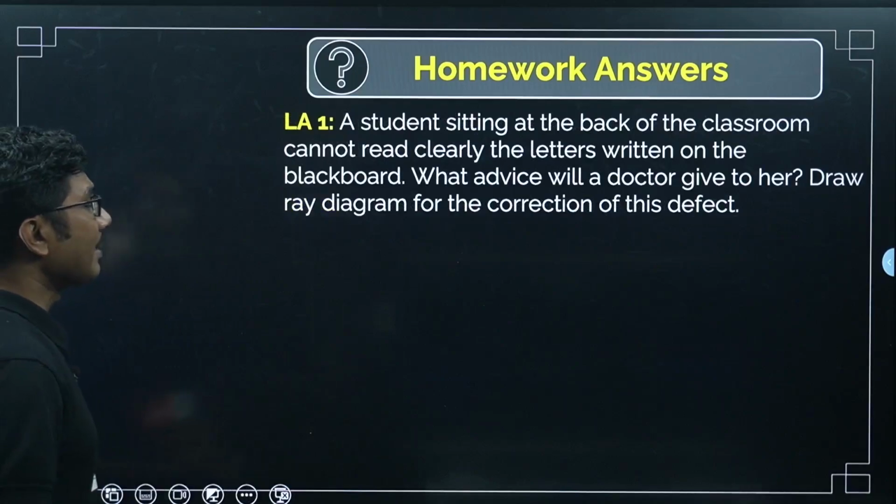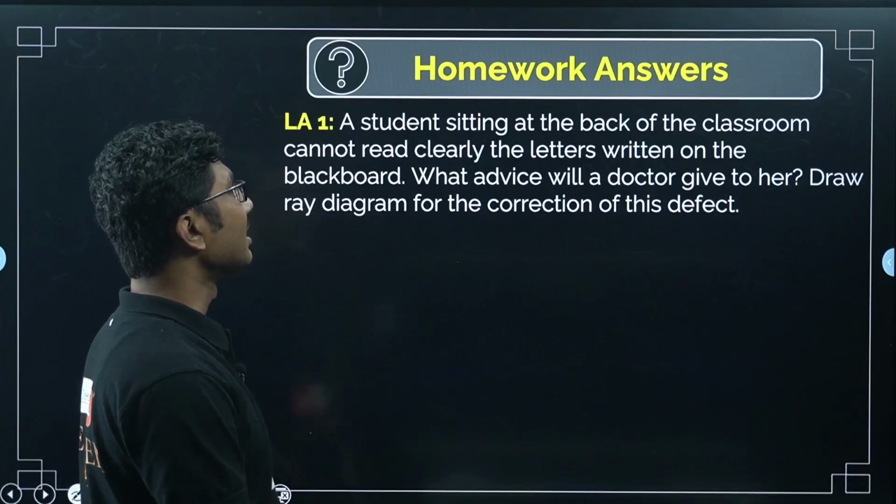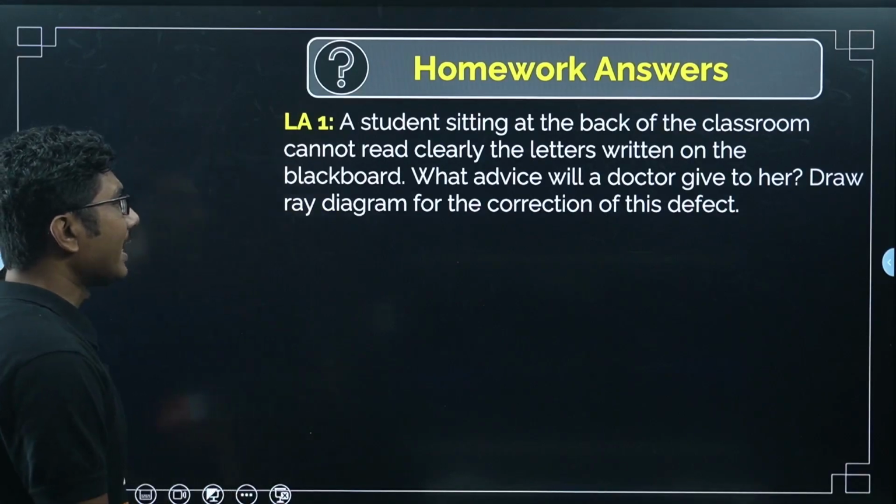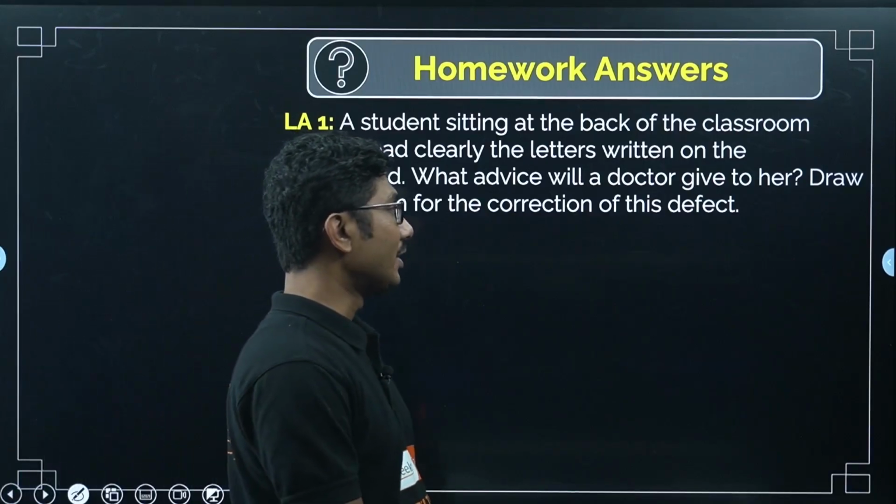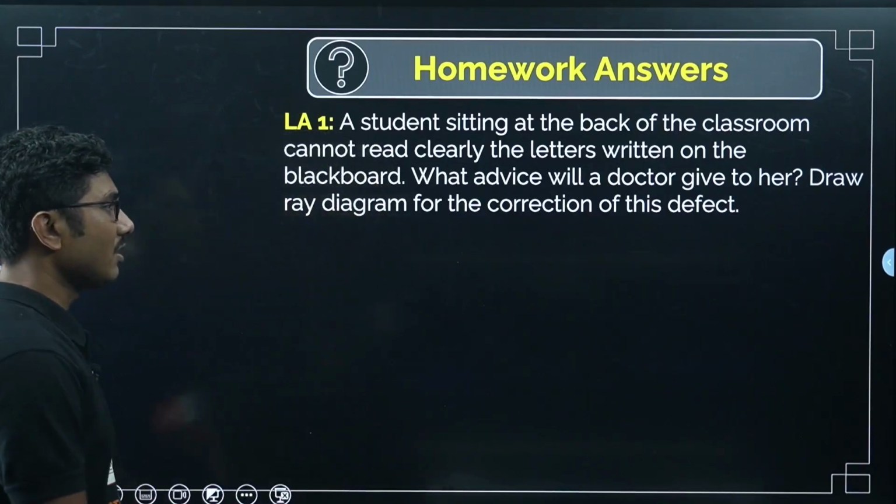Now let's look into the next question. A student sitting at the back of the classroom cannot read clearly the letters written on the blackboard. What advice will a doctor give to her? Draw a ray diagram for the correction of this defect.